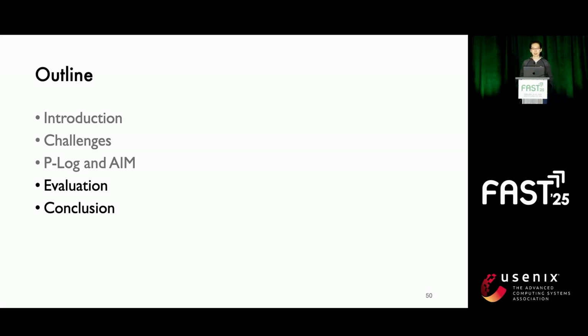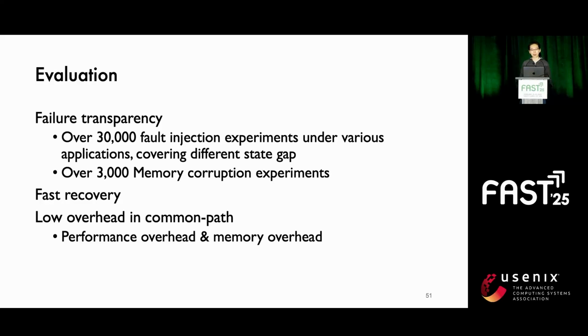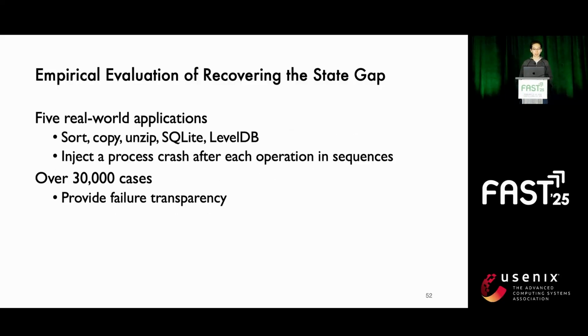Next, I present the evaluation and finally conclude. We perform thorough evaluation of Ananke, demonstrating that it provides failing transparency and fast recovery with low overhead. To evaluate the correctness of Ananke, we run the workload of five real applications and inject a full-stop process crash after each operation in a sequence. We performed over 30K experiments corresponding to different state gaps to recover. In all the cases, Ananke provides failing transparency.